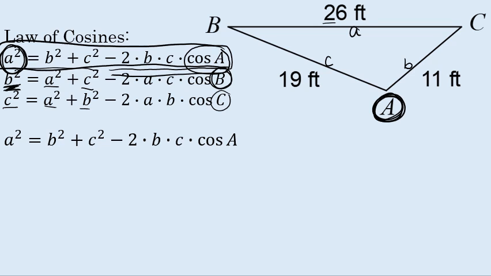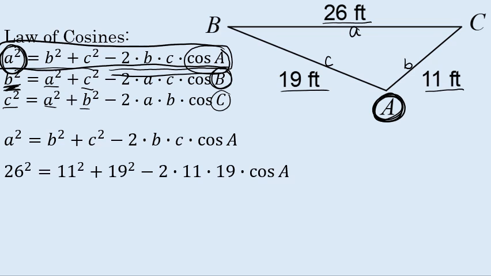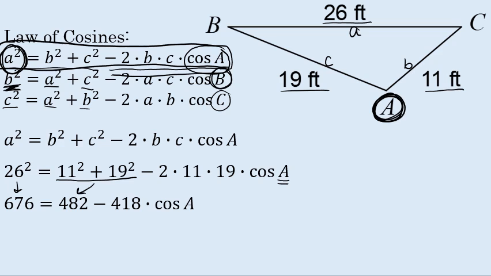Substituting 26 for side A, 11 for side B, and 19 for side C yields 26 squared equals 11 squared plus 19 squared minus 2 times 11 times 19 times the cosine of the unknown angle A. 26 squared is 676. 11 squared plus 19 squared is 482. 2 times 11 times 19 has a product of 418.